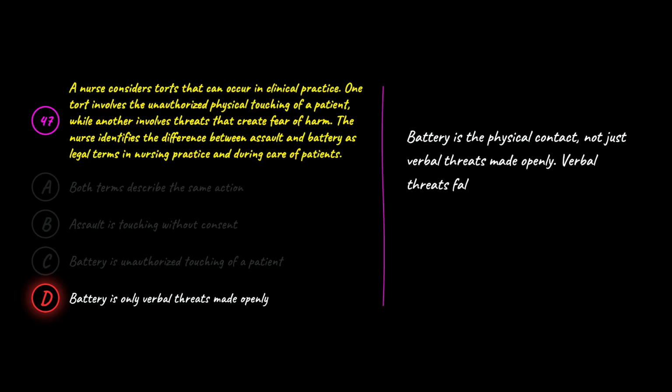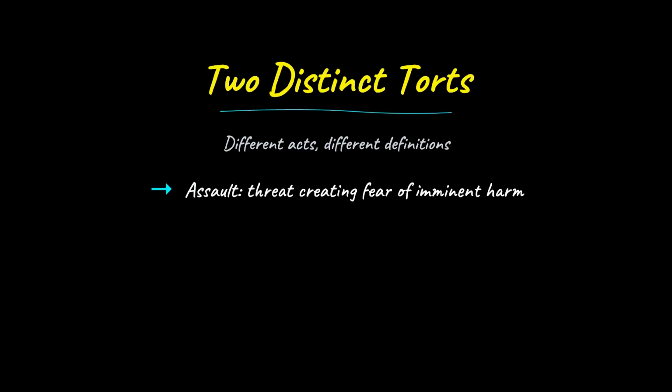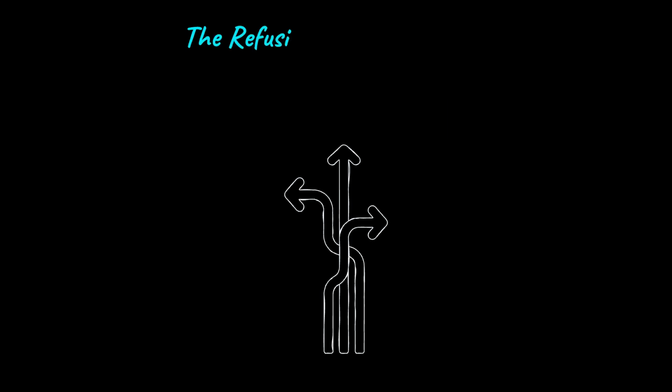Verbal threats fall under assault, and the unauthorized touching that follows would constitute the additional tort of battery during care without consent. Assault and battery are 2 distinct intentional torts in healthcare, and nurses must be able to tell them apart. Assault is the threat of harmful or offensive contact that creates reasonable fear, even with no touching at all. Battery is the actual unauthorized touching, whether or not it causes harm. Both require intent, which sets them apart from negligence.